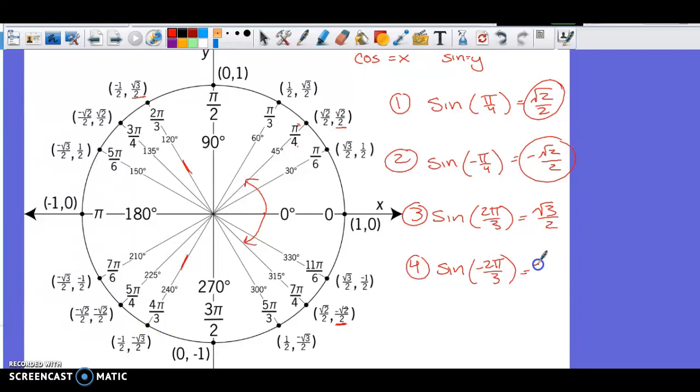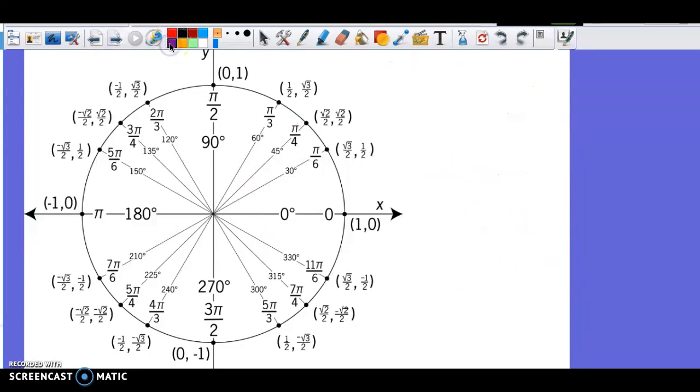And it just makes your answer negative. So that's really true anytime you're doing sine of an angle and then looking at sine of the negative of that angle, it's just going to make the answer negative. But that's not true for cosine. It's only true for sine. Okay? Let's do some more.